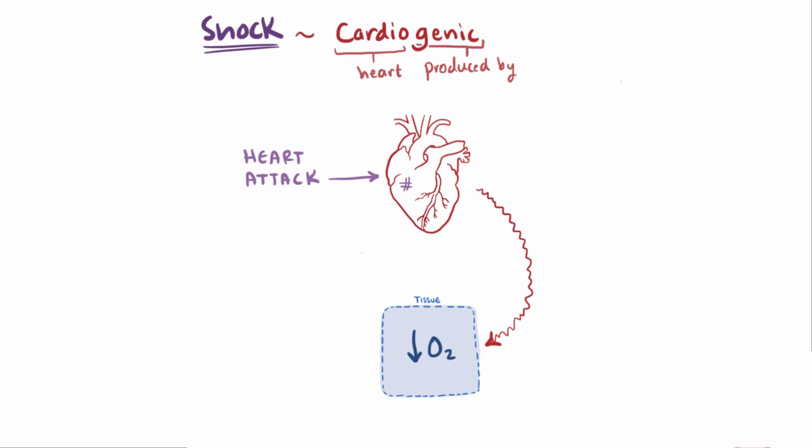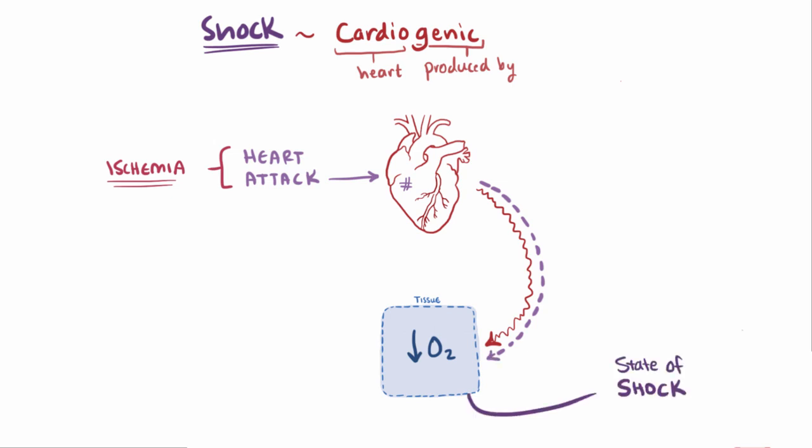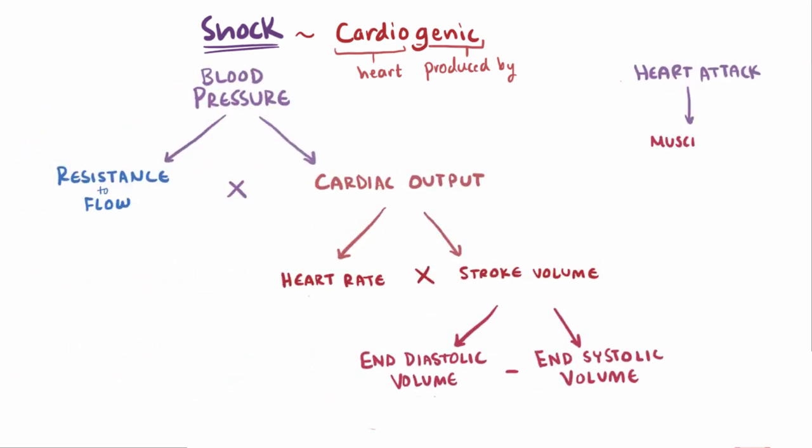Hold on a second, though. Didn't I say at the beginning that was more along the lines of localized ischemia? Well, the heart attack itself reflects ischemia, right? But these effects of the initial cardiac damage eventually lead to a state of shock. When the heart's muscle cells die, it can't contract as hard, which means the amount of blood pumped out, or stroke volume, goes down, and therefore cardiac output goes down as well.